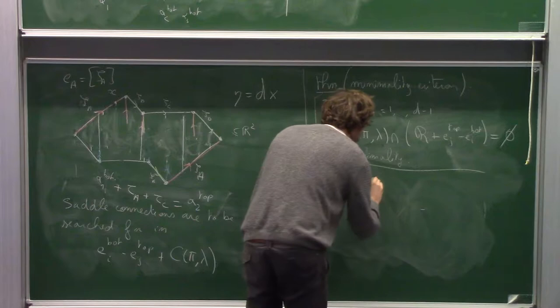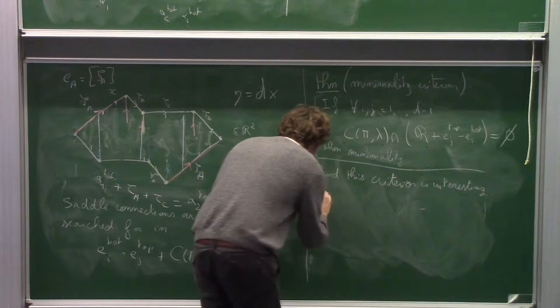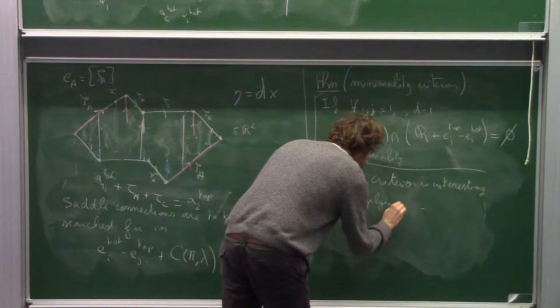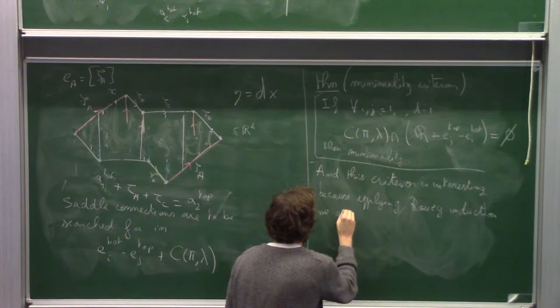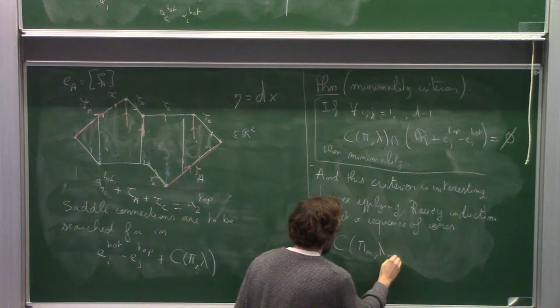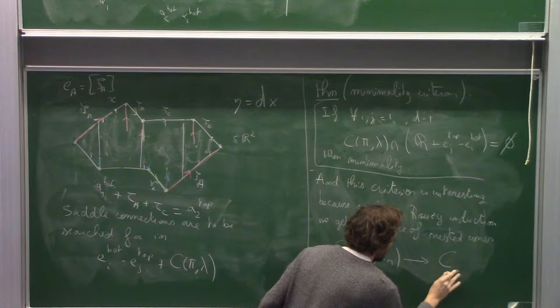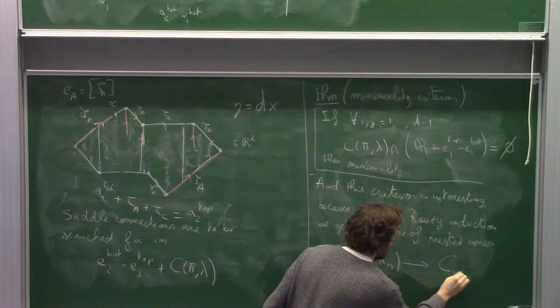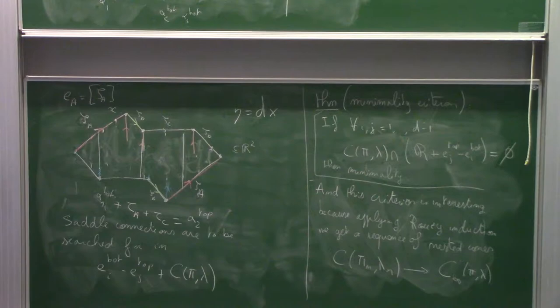This criterion is interesting because, applying, let's say, Rauzy induction, you get a sequence of cones C of pi N, lambda N, that are actually nested cones. And they actually converge to some, let's say, C infinity. And actually, this C infinity of pi lambda is just the set of invariant measures for the interval exchange transformation. But whatever it is, there is a limit cone.